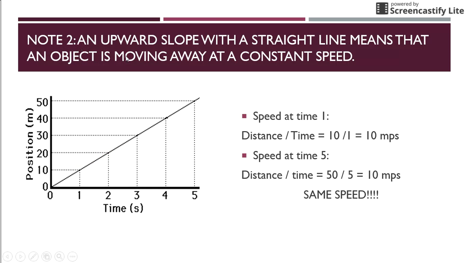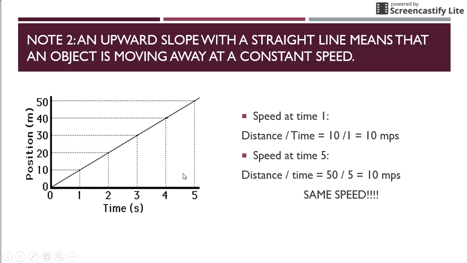Note number 2. An upward slope with a straight line means that an object is moving away at a constant speed. So if I take a look at this graph, I know my object's moving away. It's increasing its position, but it's doing so at a constant speed. And I can prove that by taking the speed at different points. At time 1, its distance was 10, and its time was 1. So its distance divided by time, its speed, was 10 meters per second.